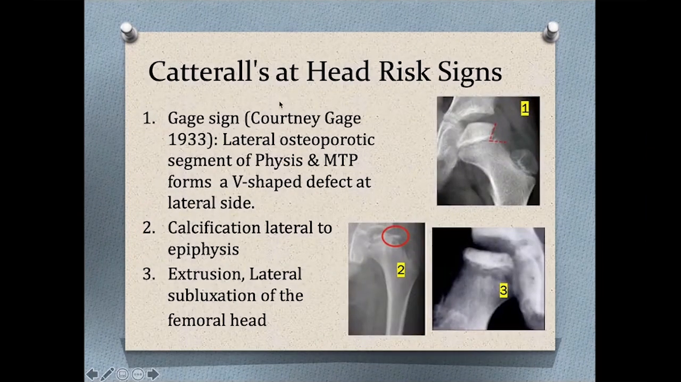If you see details, how does the Gage sign appear? This is the Gage sign. Epiphyseal metaphyseal necrosis on the lateral side. And when there is lateral calcification, there is a lateral calcification here, and this is the extrusion. Extrusion or lateral subluxation in here. You should not forget the crescent sign and the Gage sign, which is a very important sign, which you can see laterally. Lateral calcification again is a bad prognostic sign, and 3 is the extrusion of the lateral femoral physis.